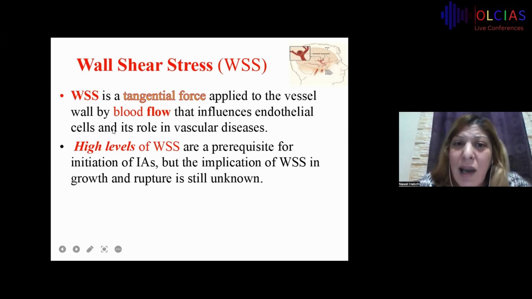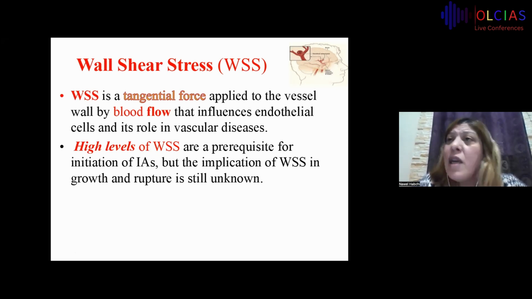We noticed that high levels of this wall shear stress are prerequisites for the initiation of intracranial aneurysm. But the implication of this wall shear stress in the growth and the rupture of this aneurysm is still unknown. So we must have a study on the effect of this high level of wall shear stress on the growth and the rupture of aneurysm.